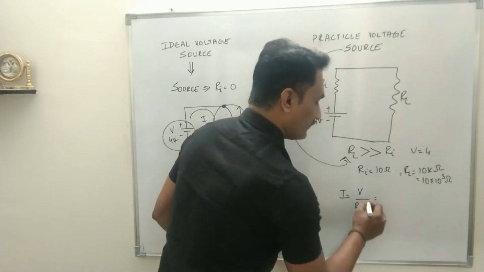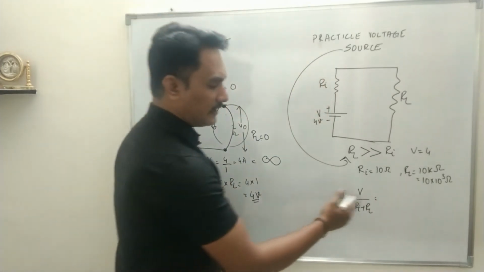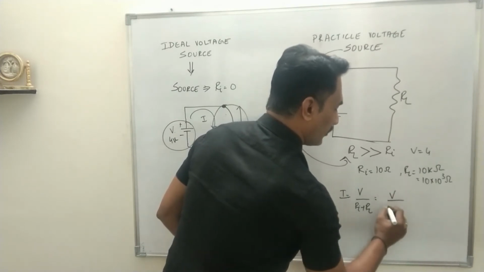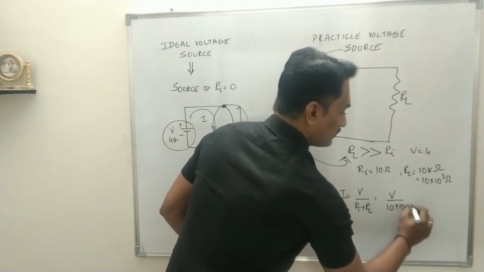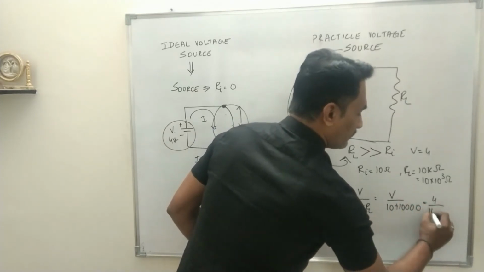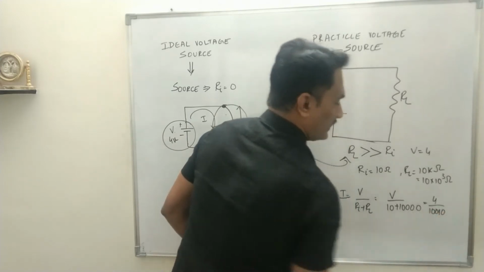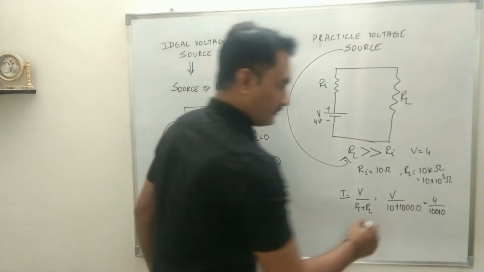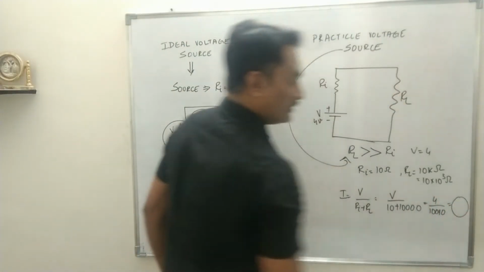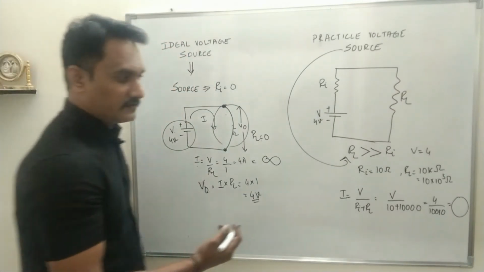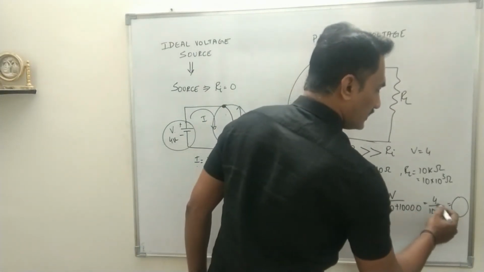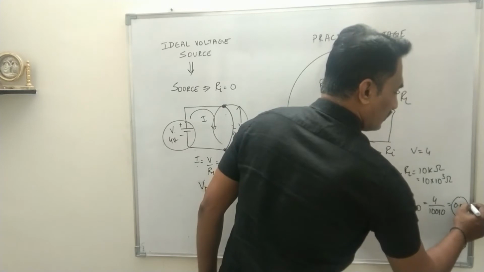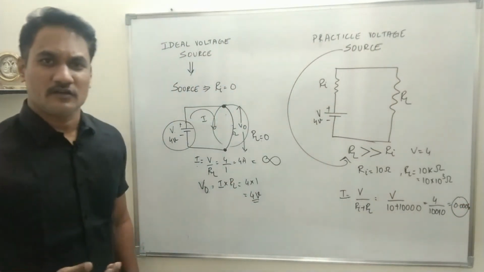Now if I substitute the value, what happens is this value will be V upon 10 plus 10,000, that means 4 upon 10,010. This is the value, and that will be constituting the current. Some value will be there, and that current will almost equal 0.0004, because there will not be much change.